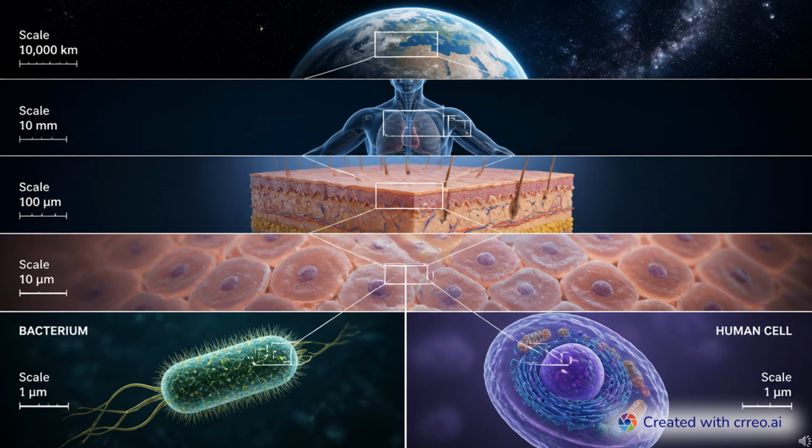To the untrained eye, they both look like microscopic blobs of jelly. But structurally, chemically, and evolutionarily, they represent two completely different strategies for survival. Understanding the difference between these two cell types is essentially understanding the history of life on Earth today. We are going inside both.